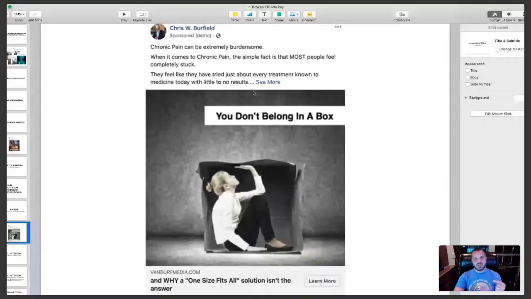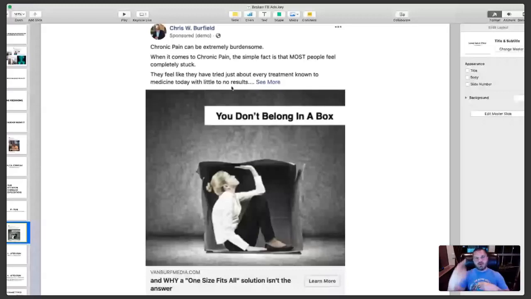If I have chronic pain and I see this, you don't belong in a box, and while a one-size-fits-all solution isn't the answer, chronic pain can be extremely burdensome. When it comes to chronic pain, the simple fact is that most people feel completely stuck. Yeah, I do feel stuck. They feel like they've tried just about every treatment known to medicine today with little to no results. Yes, I've tried just about everything, right?